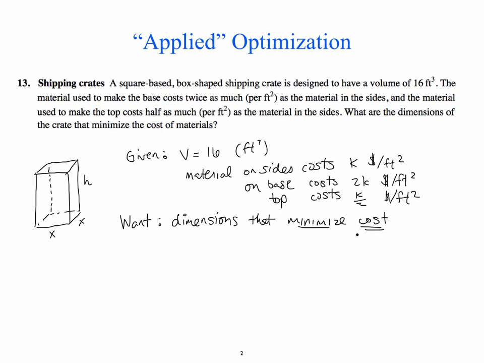Well, if I'm going to minimize cost, then I better have an equation for cost, right? So how could we write down a formula for cost using the information I've written down so far? Yes? A plus K plus K over 2. Well, notice that these are costs in dollars per square foot.